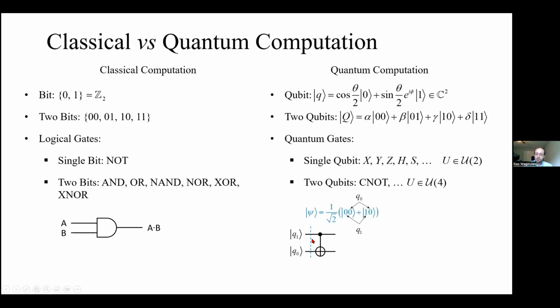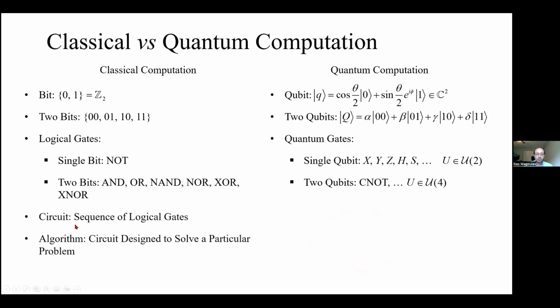So for example, if we have a 2-qubit state that looks like this, we see that in both of these components, Q0 is in the 0 state, but on this one, Q1 is in the 0 state, and here Q1 is in the 1 state. After we apply the CNOT gate, nothing happens on the first component because Q1 is 0. But on the second component, we will flip the state of Q0 because Q1 is in the 1 state.